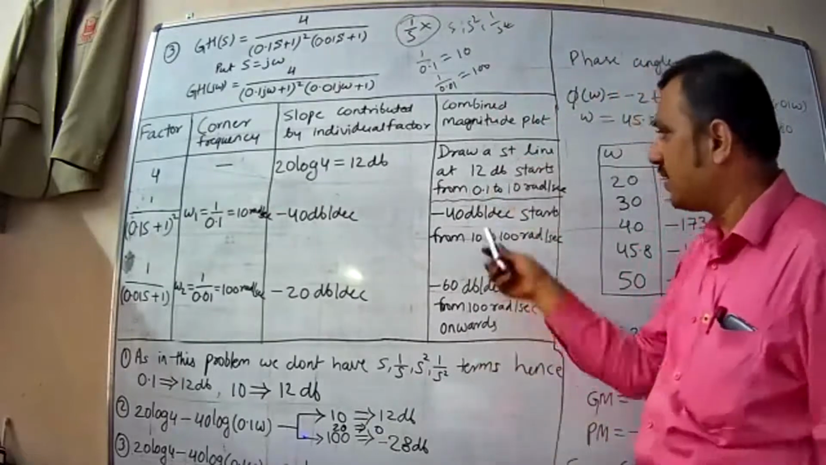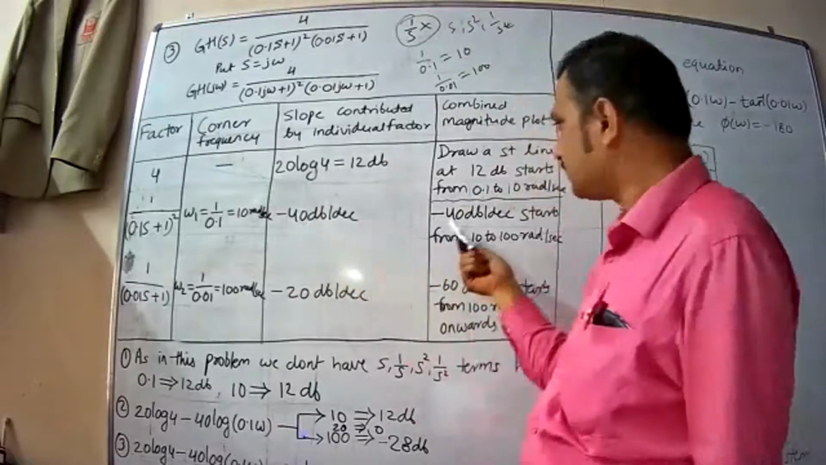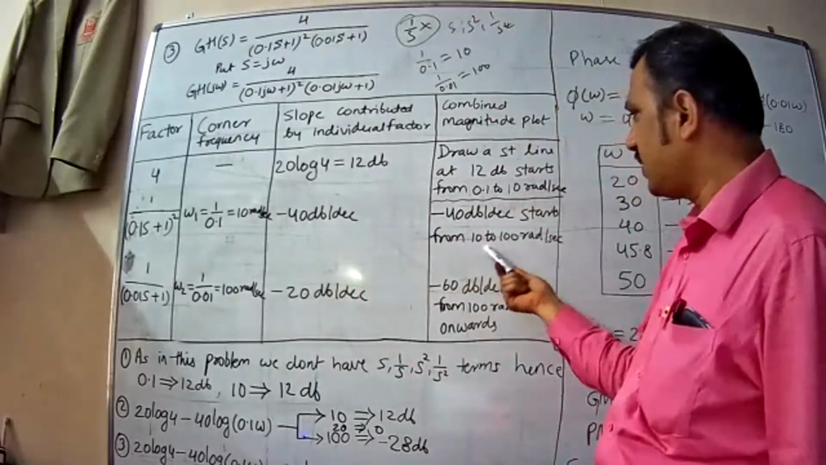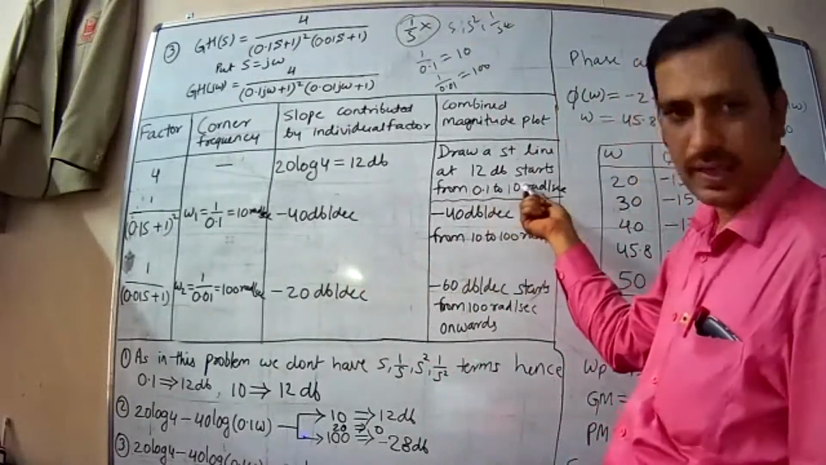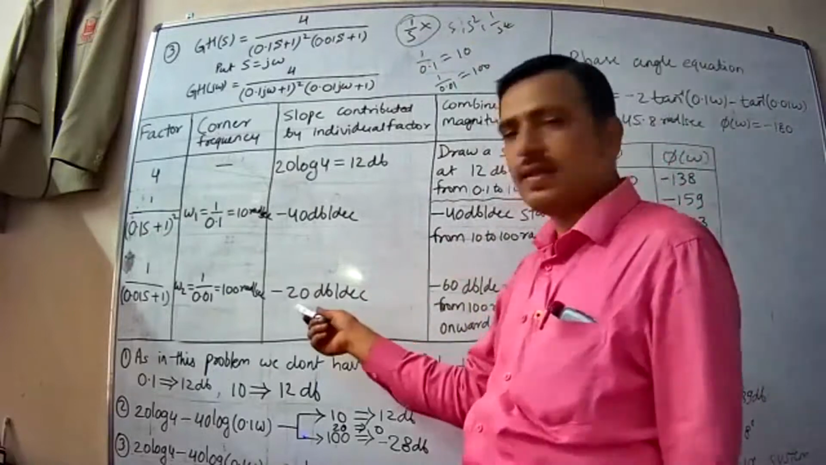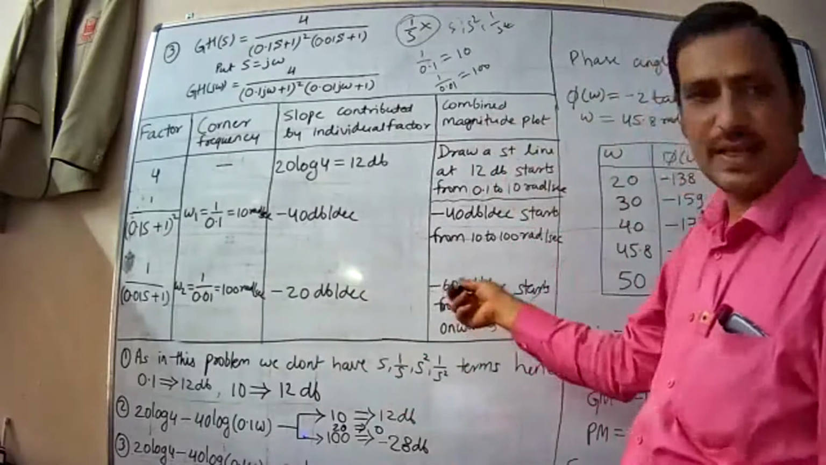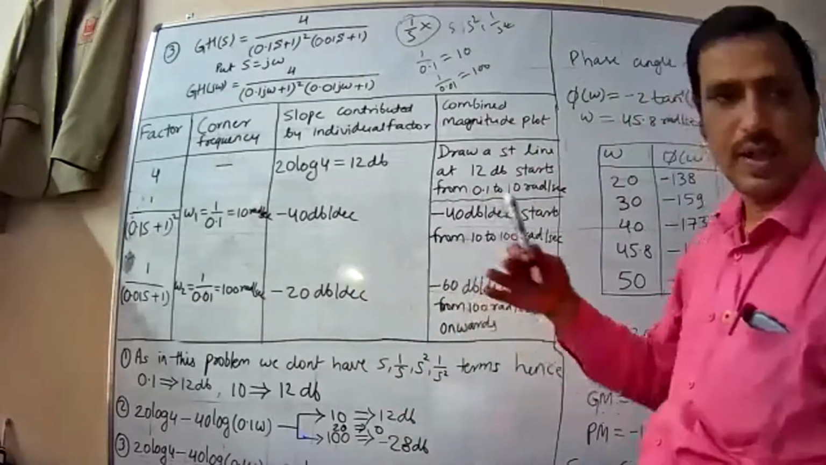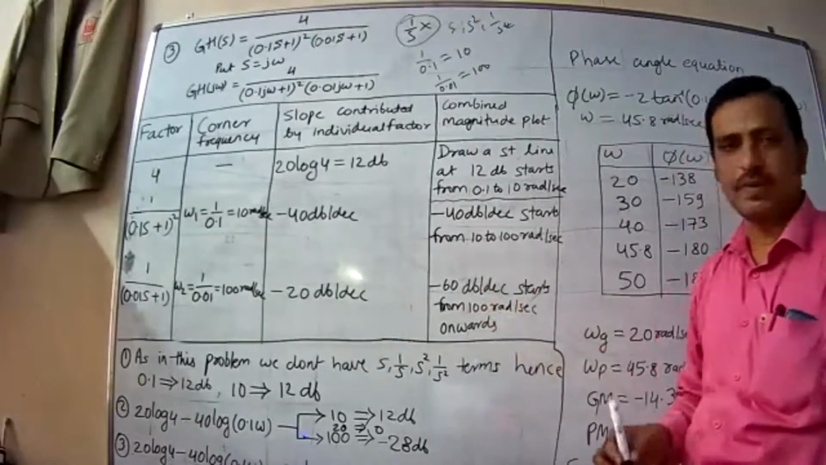Next, the second row, as usual, minus 40 dB per decade. We write just minus 40 dB per decade, starting from 10 to 100 radian per second, because we started from 0.1 to 10 in the first row. Next, for this minus 40 we have to add minus 20. Minus 40 minus 20 means minus 60 dB per decade, starting from 100 radian per second onwards.